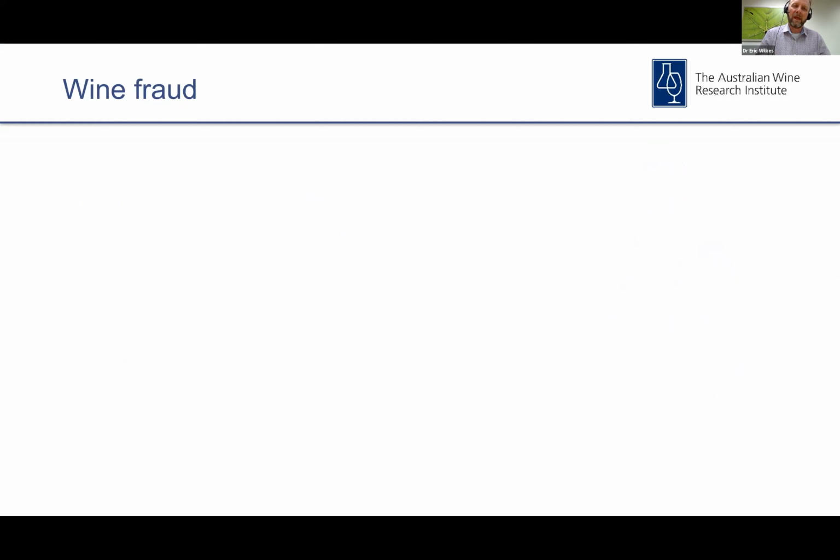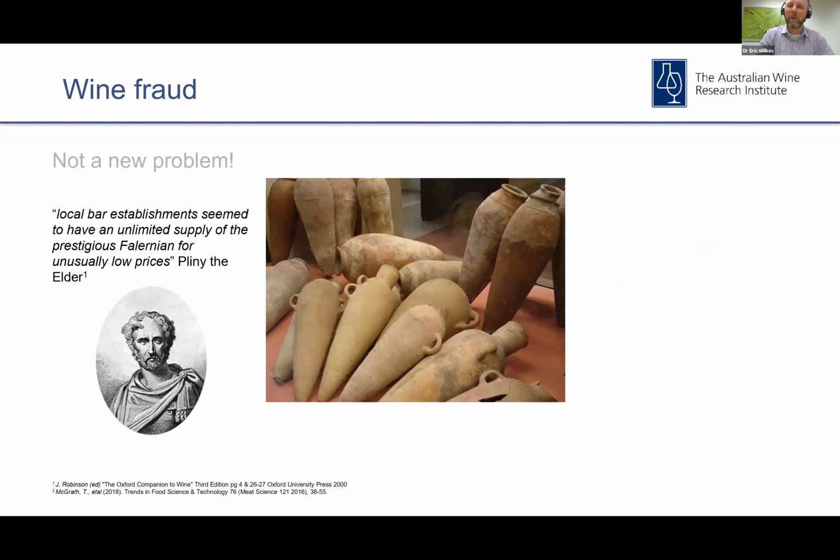So wine fraud, it's an interesting and much talked about problem, but I think the first thing we should recognize is it's not a new problem. And there's a great quote from Pliny the Elder, who is a Roman from classical times. And it goes, the local bar establishments seem to have an unlimited supply of prestigious Falernian for unusually low prices. And I think you could take that quote to just about any time in history and someone would be saying the same thing. So wine fraud is definitely not a new problem.